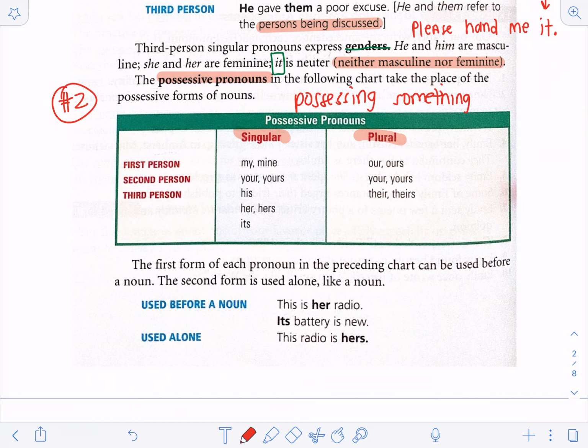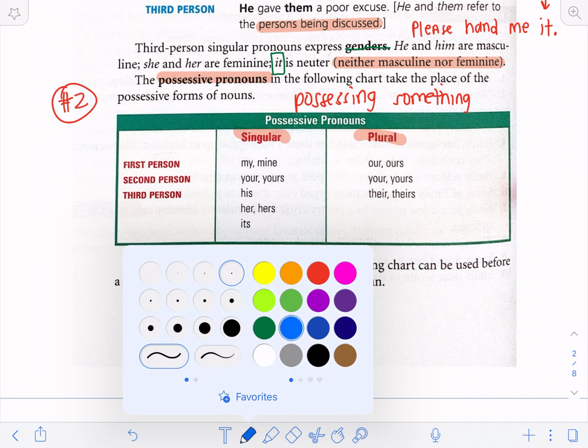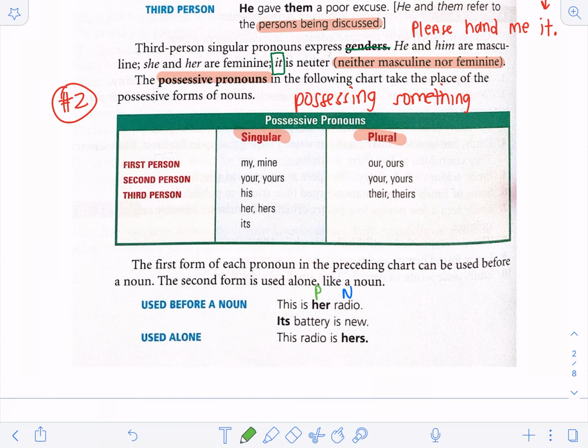The first form of each pronoun in the preceding chart can be used before the noun. The second form is used alone, like a noun. So for example, this is her radio. Her is going before the noun. Sorry, I've been using blue for nouns. And her is our pronoun. Its battery is new. It, whoever it is, whatever it is, is possessing the battery.